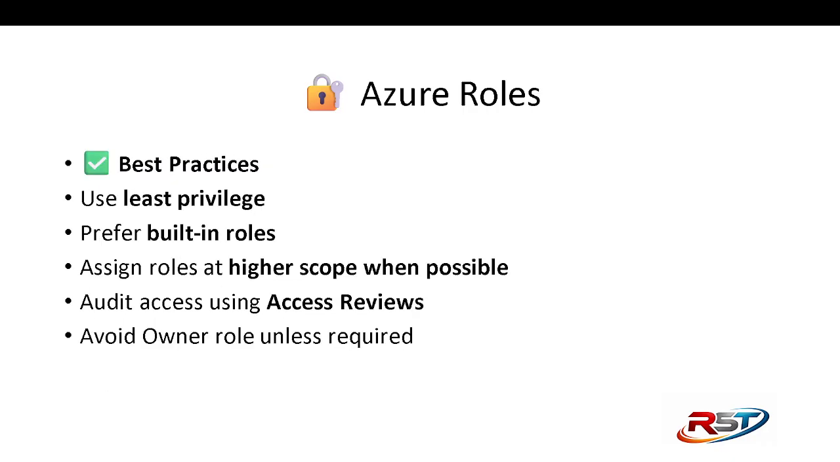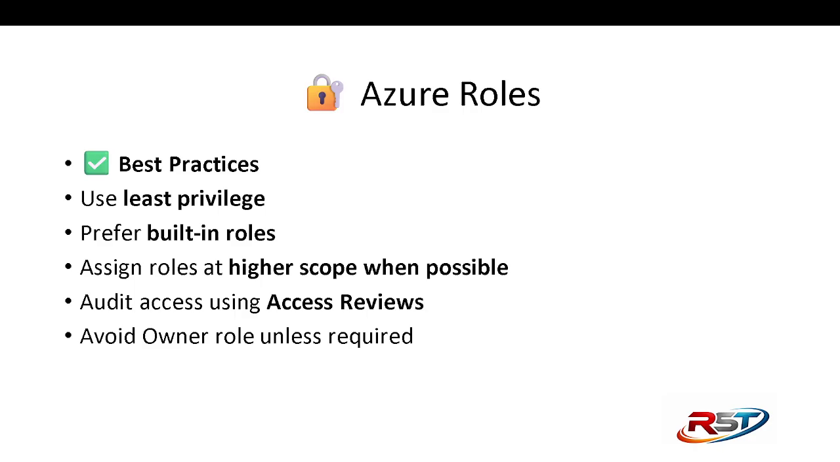Best practices: use least privilege, prefer built-in roles, assign roles at a higher scope when possible, audit access using access reviews, and avoid the owner role unless required. So use least privilege. Whatever permission the user requires, only that permission we have to provide, and more than that we do not provide. To the extent user access is required, only that we provide. Always prefer built-in roles. Custom roles are not required most of the times.